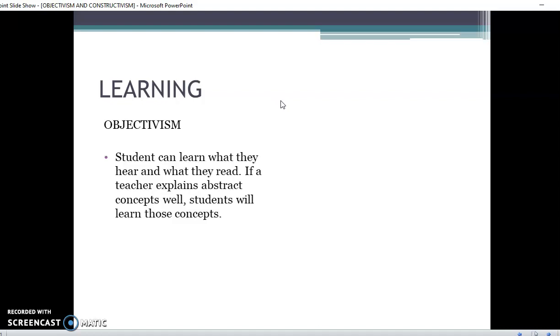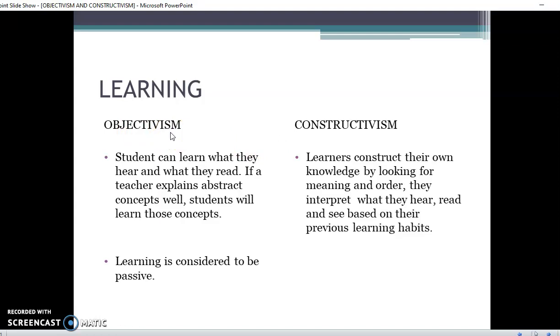According to the objectivist approach, students can learn what they hear and what they read. If a teacher explains abstract concepts well, students will learn those concepts. Okay, I hope this is clear. And learning is considered to be passive according to objectivism. Now let us read what constructivism is and what learning is according to constructivism.